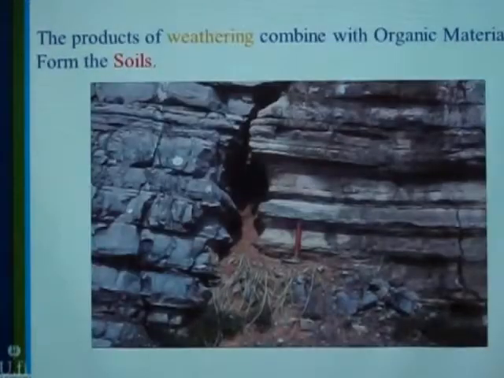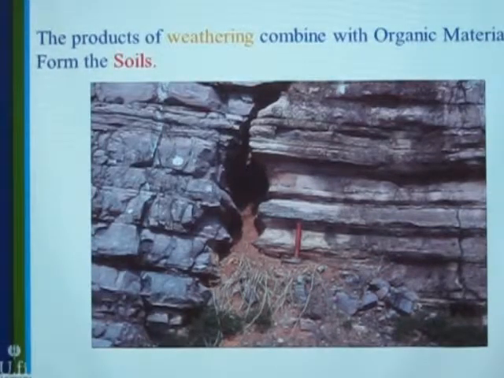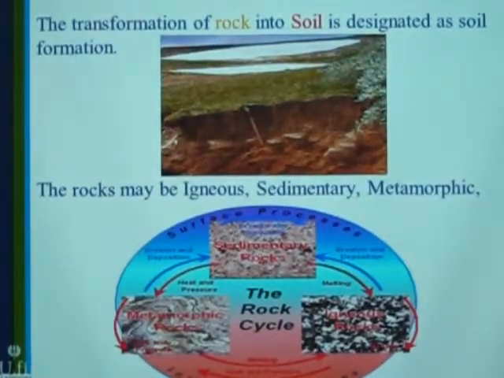And then the interactions between these weathered parts from rocks and organic material form the soil as small particles or small granules. So the transformation of rock into soil, as we call soil formation. We know we have three types of rocks: igneous, sedimentary, and metamorphic.